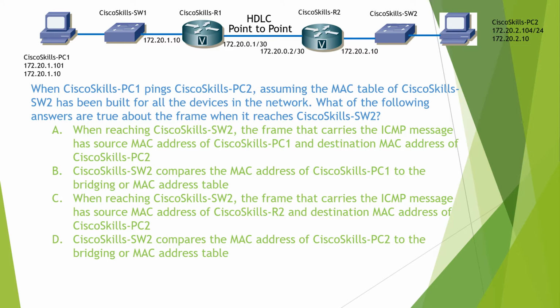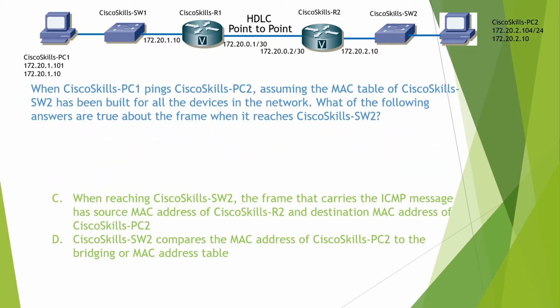Because the MAC address table has been built for all the devices in Cisco Switch 2, when the frame comes to Switch 2, it extracts the destination MAC address, which is the MAC address of Cisco Skills PC2, compares it with its MAC address table, then forwards it to Cisco Skills PC2. Therefore, the answers for this question are C and D. You can find the detailed explanation for this question in the video, Frame forwarding process in Cisco Switch.